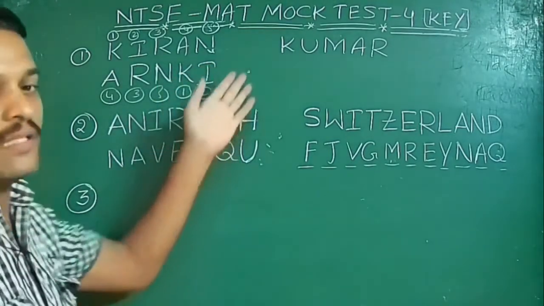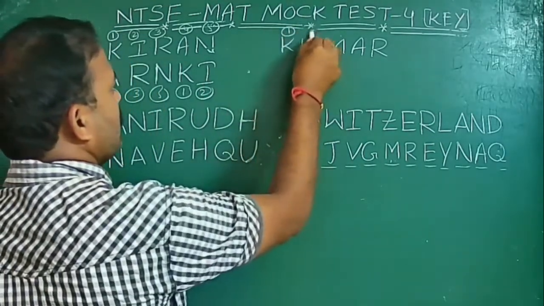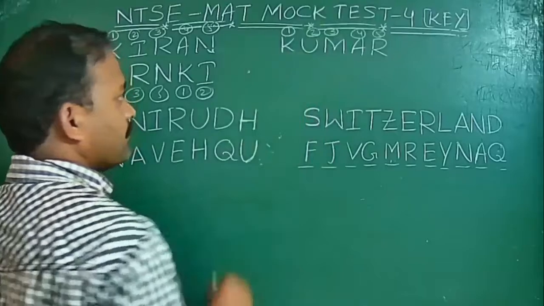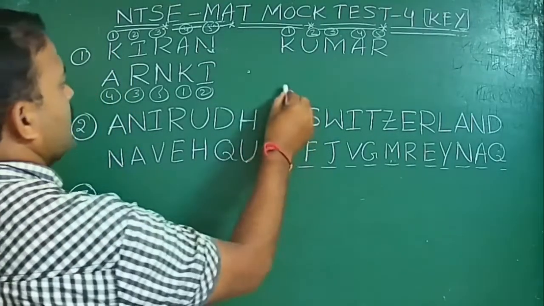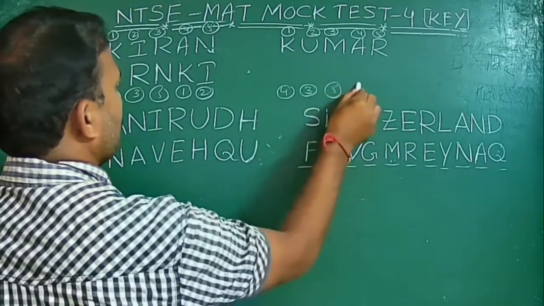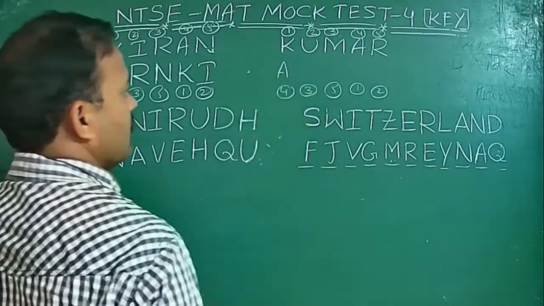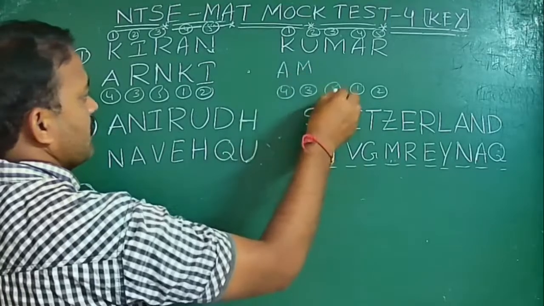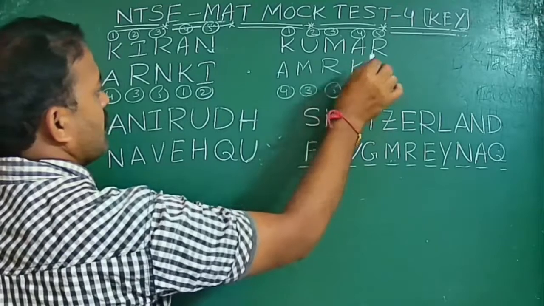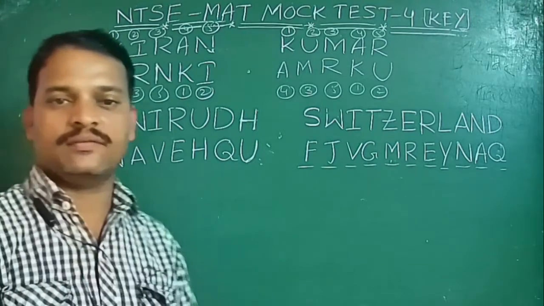As usual, the Kumar code is also given like that only. So first of all, I'm giving numbering 1, 2, 3, 4, 5. Now the numbering in this code follows the same pattern: 4, 3, 5, 1, 2. What is the fourth letter? Fourth letter is A. Third place is M. Fifth place is R. First place is K. Second place is U. So AMRKU is the answer.